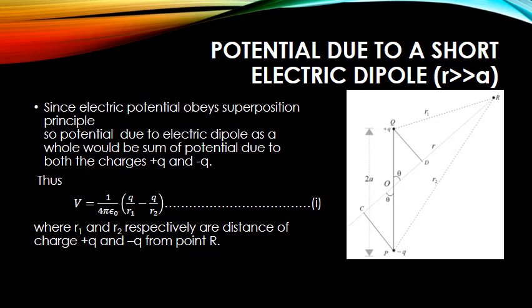Using the superposition principle, we can say that the net electric potential at point R due to the dipole is simply the sum of electric potential due to the positive and negative charges. Thus, the expression for electric potential V at point R is given by V equals 1 by 4 pi epsilon naught, q by r1 minus q by r2, as you can see in the expression.